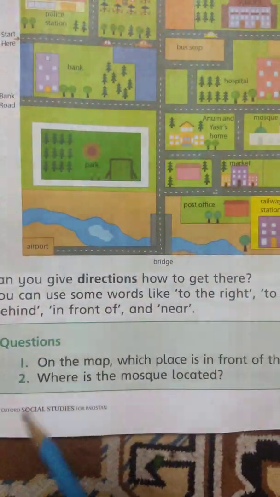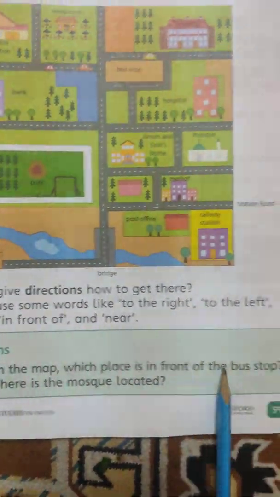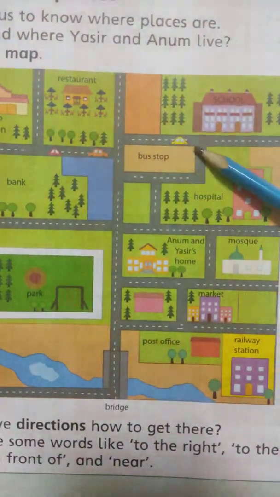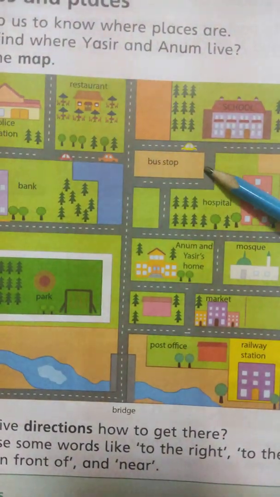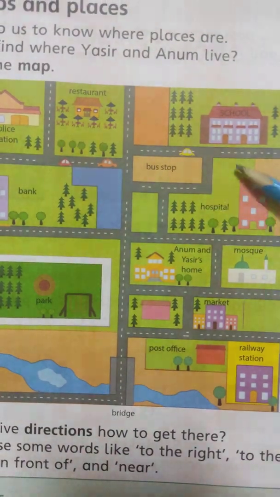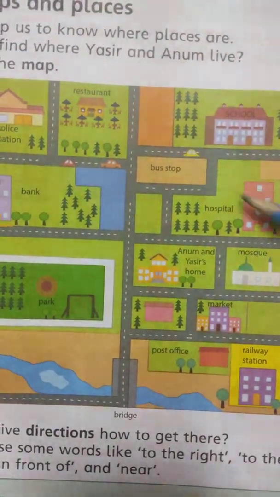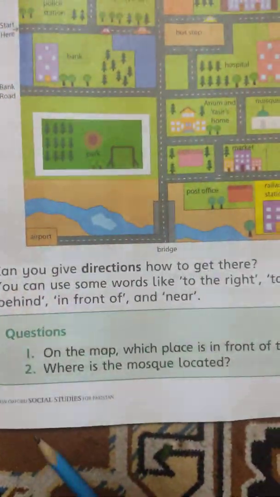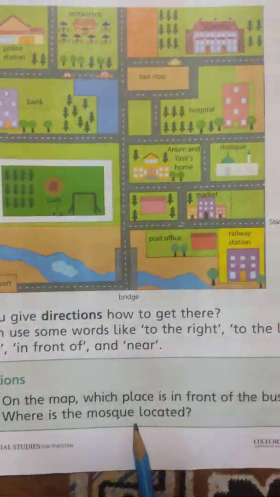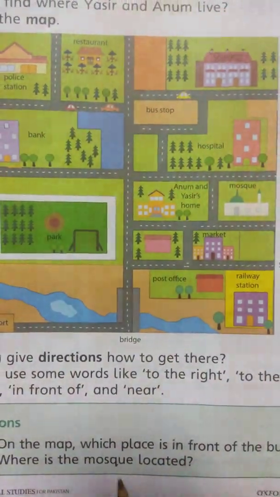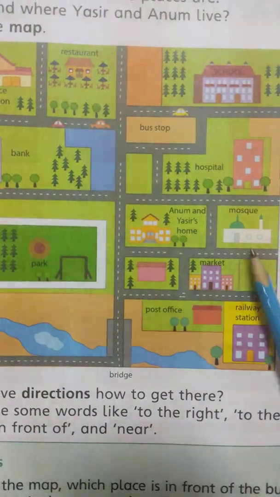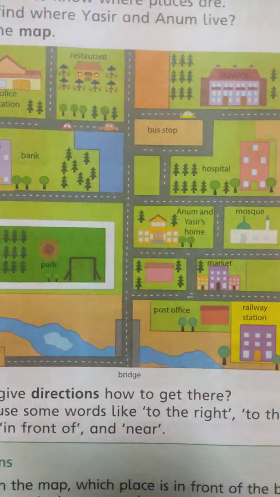Here we have two questions on the map. Which place is in front of the bus stop? Look at where the bus stop is. In front of the bus stop is a hospital. Where is the mosque located? The mosque is located in front of Anam and Yasir's home.